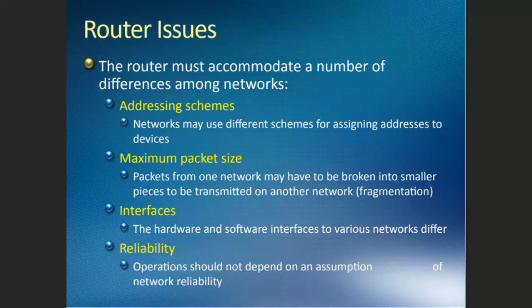Then we have interfaces, the hardware and software interfaces to various networks. Okay, they differ, meaning each network has a different interface. Reliability: operations should not depend on an assumption of network reliability. You always try to have a redundant network. If I have, okay, 2 routers, it's not 100% guaranteed that both routers will work. Try to put another router so that if this is down, they can go this way instead of going this way, okay?